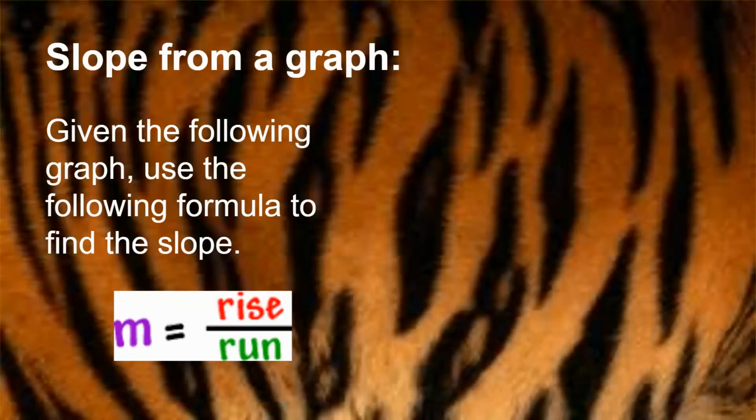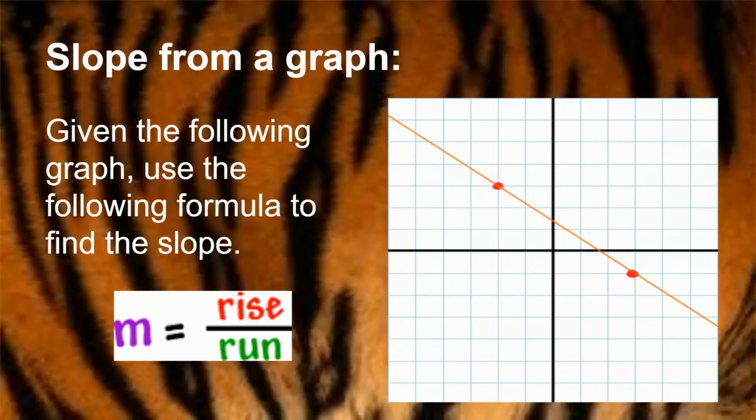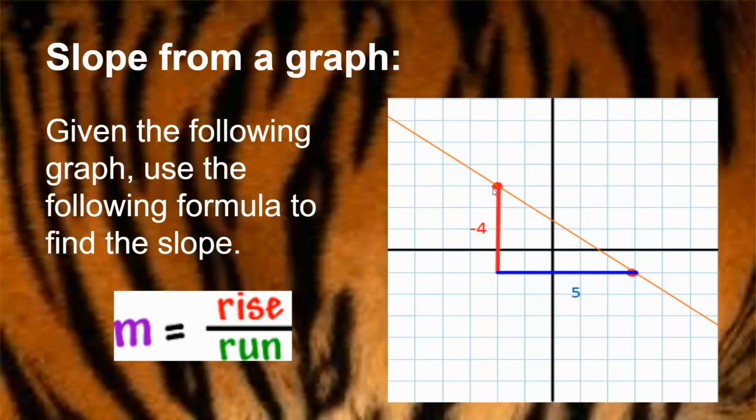You can also use rise over run. This is usually done from a graph. So looking at this graph, there are 2 points on the line. I'm going to figure out how much it goes up or down first, and then how much it goes over to the right. I always start with the far left point, and I try to get to the far right point. So to do that, I go down 4, and I go to the right 5.